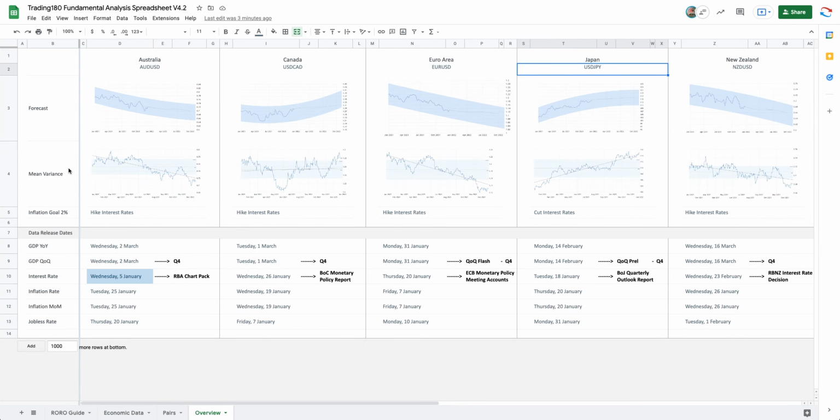And then we have mean variance and forecast. Starting off with just mean variance. Mean variance is just a way to see whether we are in an expensive area or a cheap area, and whether price is really at fair value. So let me just zoom in a little bit.